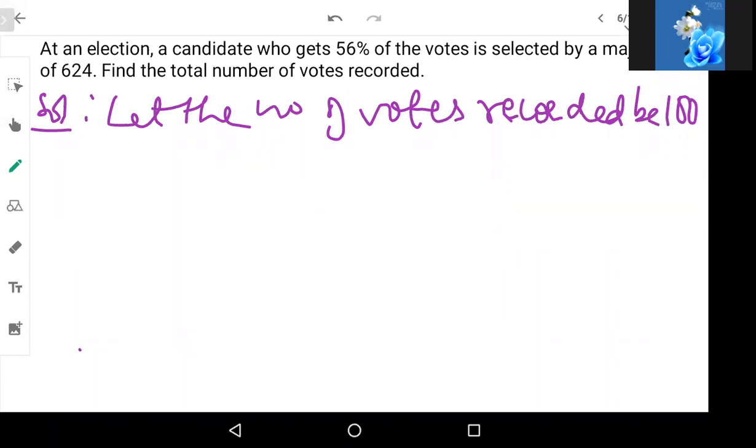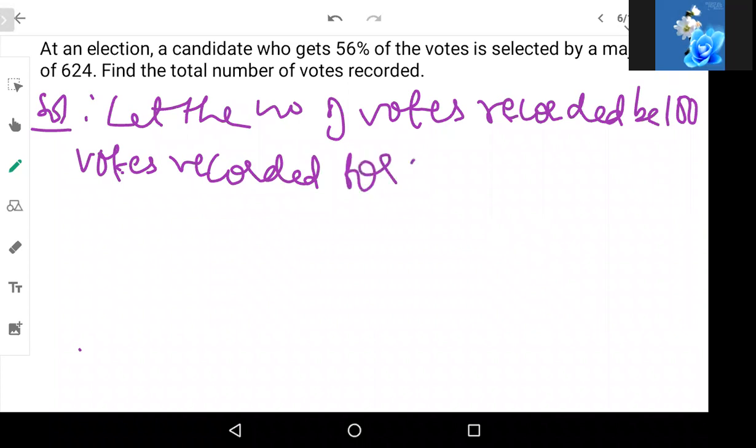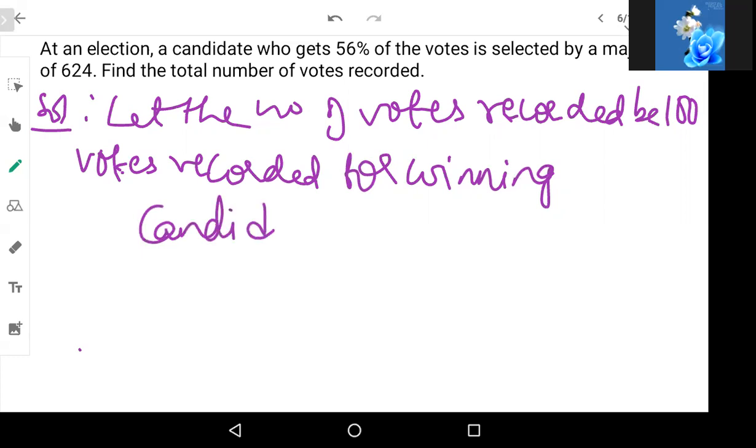Now what should be the percentage to win? To get that majority, what should be the percentage? 56%. So votes recorded for winning candidates. Now, when do we say that they have won? When they get 56% of the votes. Here let us assume it to be 56. If the total number of votes is 100, to win they have to get 56 votes. So this is the first part of the derivation.